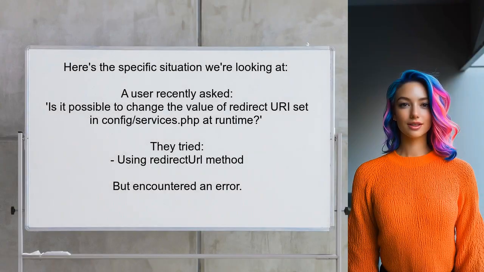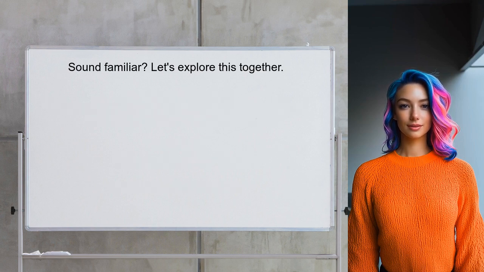Here's the specific situation we're looking at. A user recently asked, is it possible to change the value of redirect URI set in config services PHP at runtime? They tried using the redirect URL method, but encountered an error stating that the redirect URI should match the one from the OAuth dialog. Sound familiar? Let's explore this together.